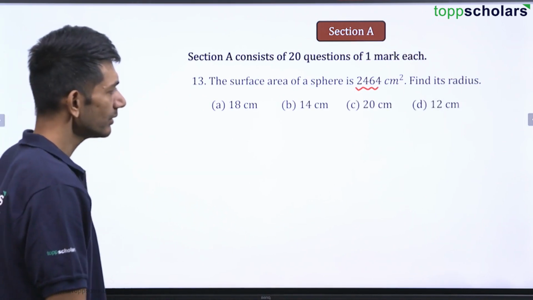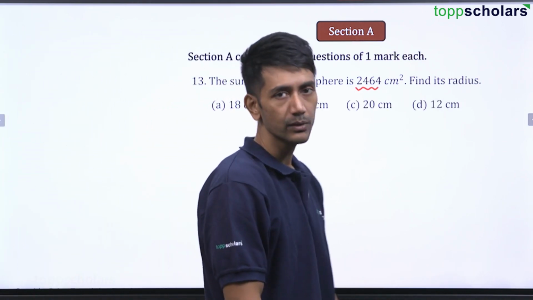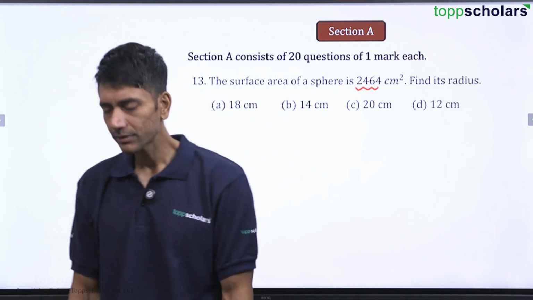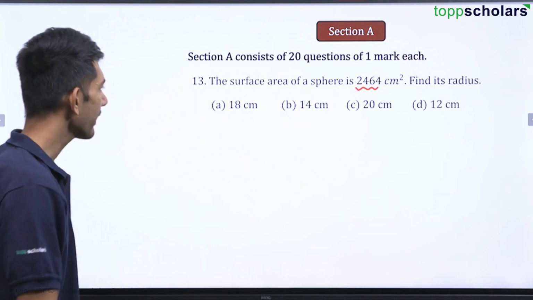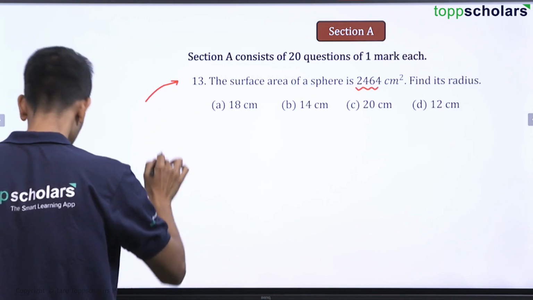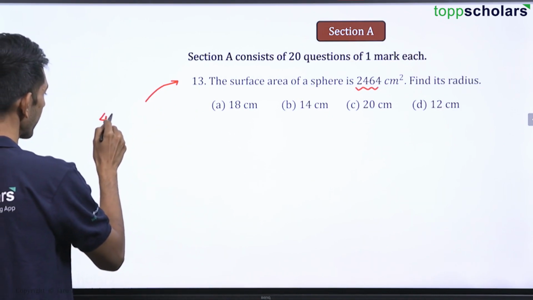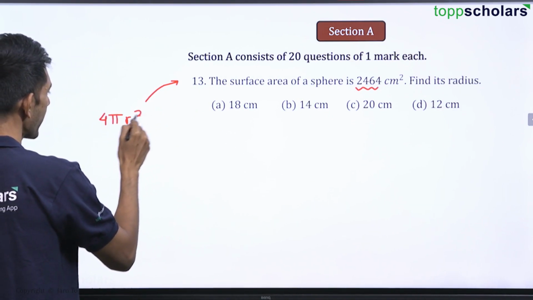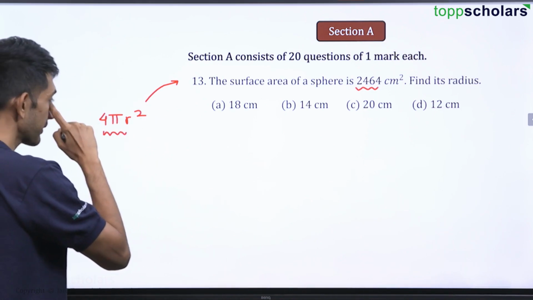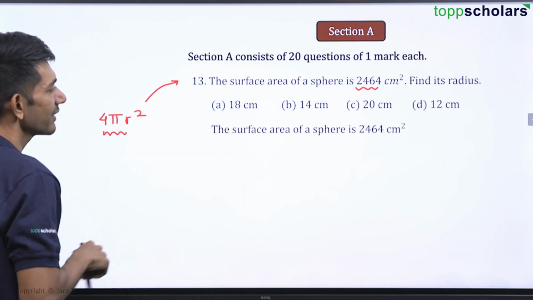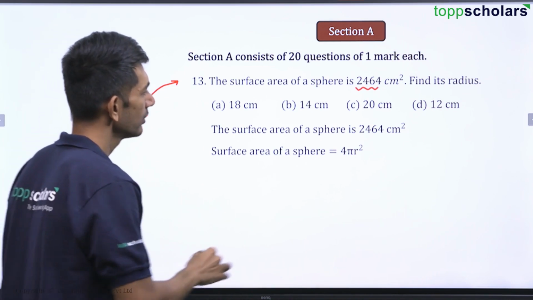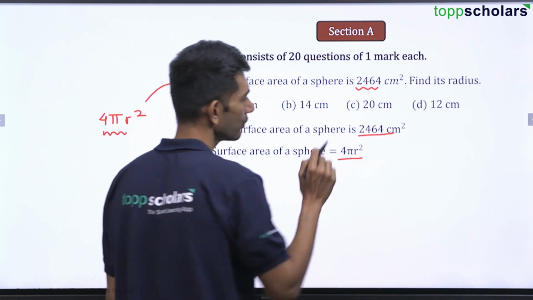See, in this question, surface area of the sphere is given to us. Now, once we know the surface area, we can easily find out the radius, but we need to know the formula for the surface area as well. So, surface area of sphere is given by 4 pi r square, right? Okay, let's continue. And it is given as 2464. So, 4 pi r square is equal to 2464.